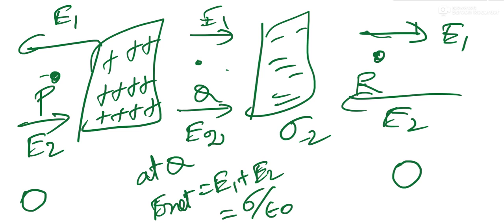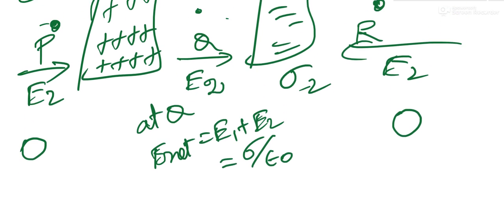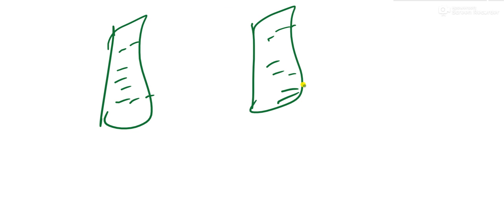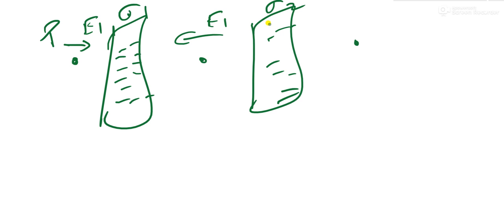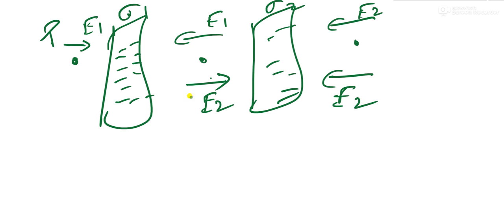Next, we are going to take both plates negative. What is the net electric field at the points P, Q, R? This is plate 1 and this is plate 2. For minus, the electric field will always be towards. For plate 1, E1 will be towards. For plate 2 also, E2 will be towards.